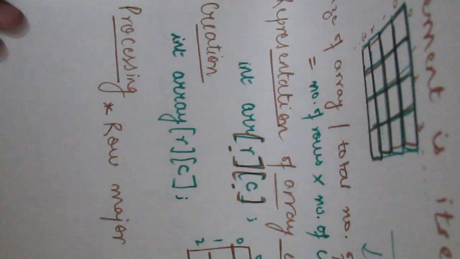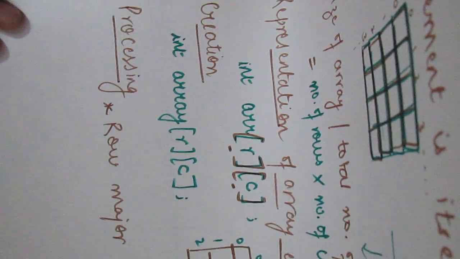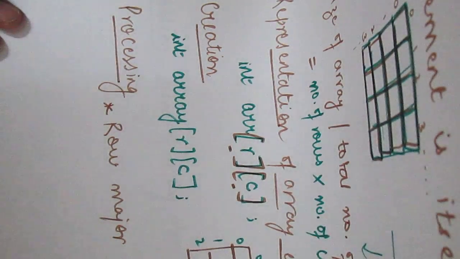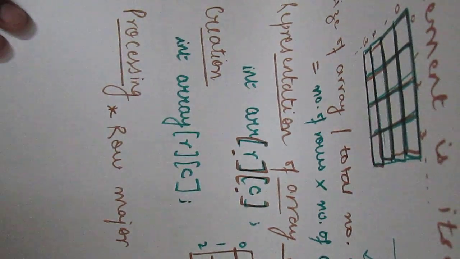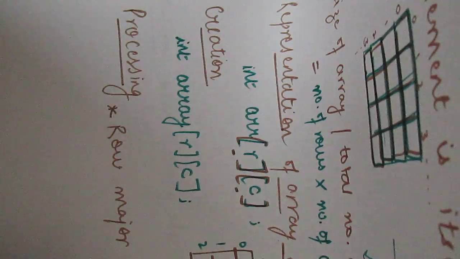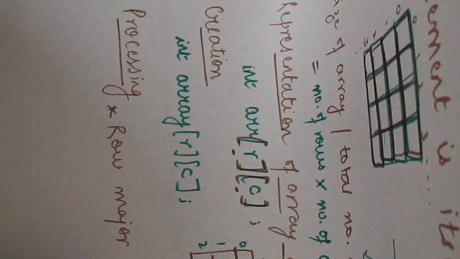Next comes the processing of the two-dimensional array. Here are the two ways: the row major and the column major. We can process the two-dimensional array row wise or column wise.